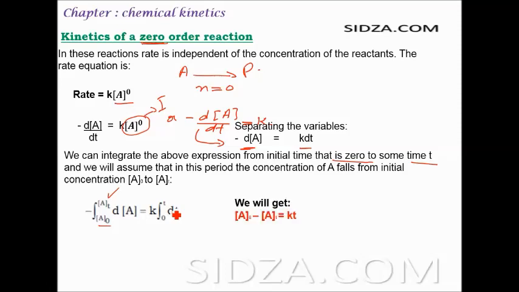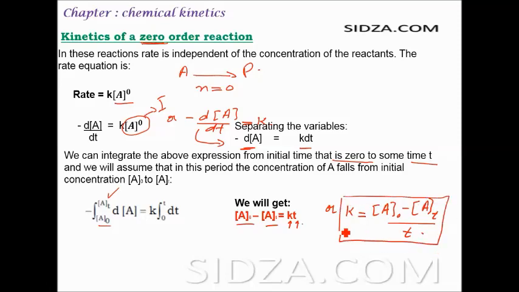So what you get is: initial concentration minus concentration after time t is equal to the rate constant K into time t. Or you can further modify this equation: rate constant K will be equal to initial concentration A0 minus concentration after time t, divided by time t. So this is the rate constant K for the zero order reaction. This is the equation for the zero order reaction.